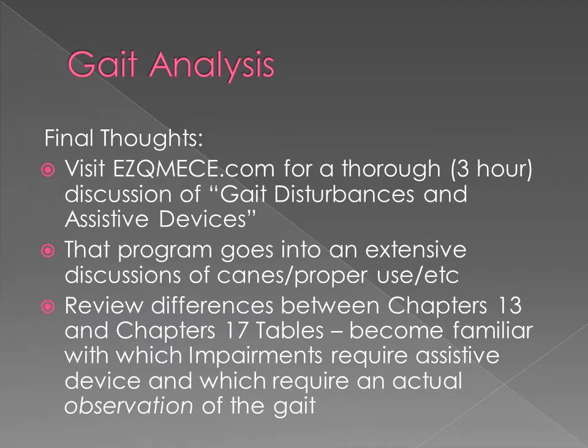Of all the impairments described in chapters 13 and chapter 17, some of those permanent impairments do not require you to actually observe the gait, but some of them do. In other words, in order to conclude that your injured worker has a permanent impairment, some of the impairments require that you conduct a formal gait analysis. And so the 3-hour program, the Gait Disturbance and Assistive Devices program, teaches you how, for the first time, to do a formal gait analysis. And it's interesting because this information and this procedure is not included in the AMA guides, although the AMA guides require it. So I provide such a procedure in the 3-hour program.